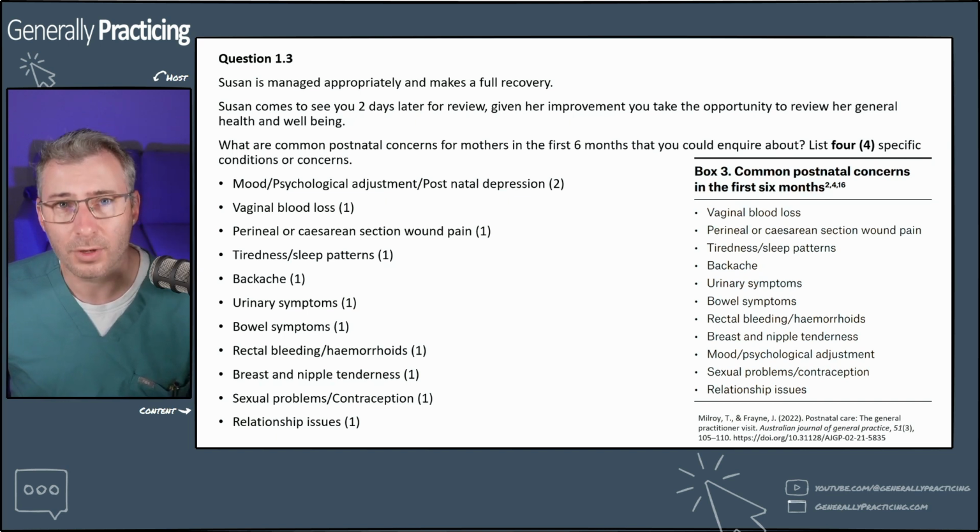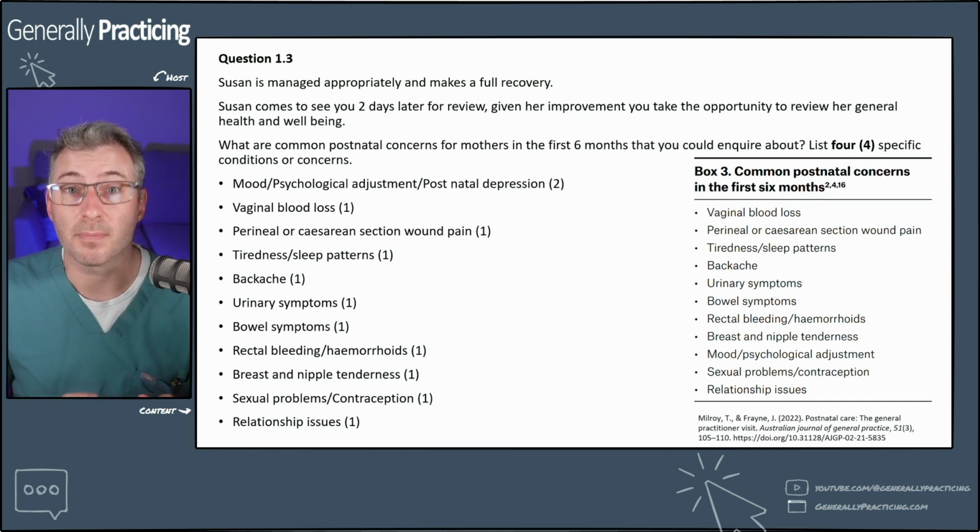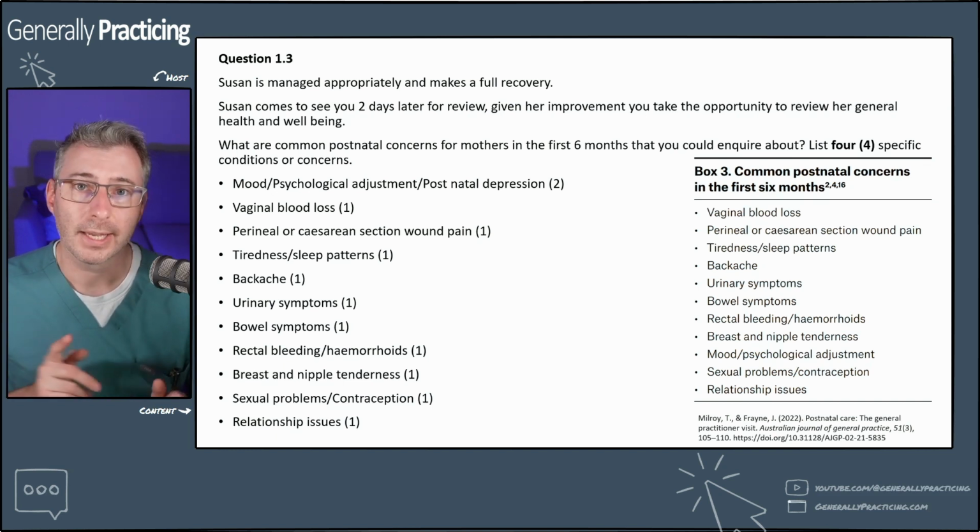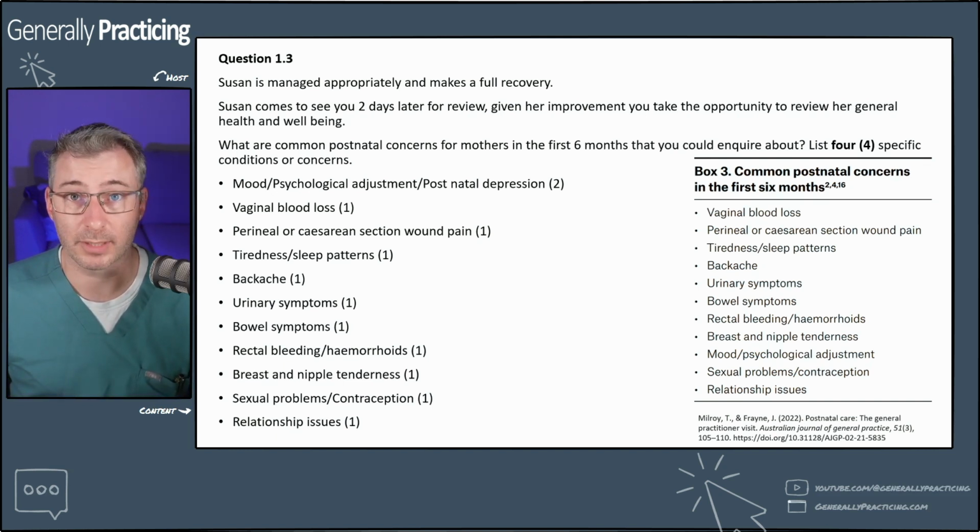Backache, very common problem after delivery. Urinary and bowel symptoms, of course, are always going to be 3 points for not much. Rectal bleeding or hemorrhoids, incredibly common. Breast and nipple tenderness, we've already established this patient has had mastitis. We could inquire about breast and nipple care ongoing if there's any troubles with that, see how the latch is going, see how feeds are progressing.